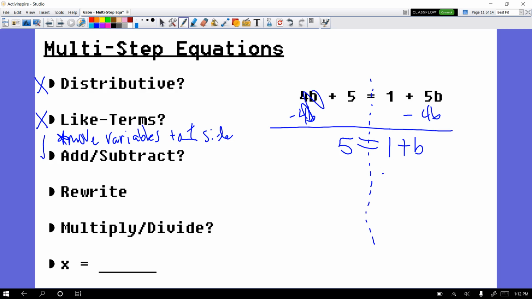So how do you get rid of a plus 1? You minus 1. It's always good to think about what is the value of this number here and how can I get rid of it? Because if that were a negative 1 plus b, we would be doing a plus 1 to get rid of the negative. 5 minus 1 is 4 equals b. b equals 4. There was no multiply or divide. We didn't have to rewrite it. So let's see. 4 times 4 is 16 plus 5 is 21. 5 times 4 is 20 plus 1 is 21. So 21 equals 21. Check.